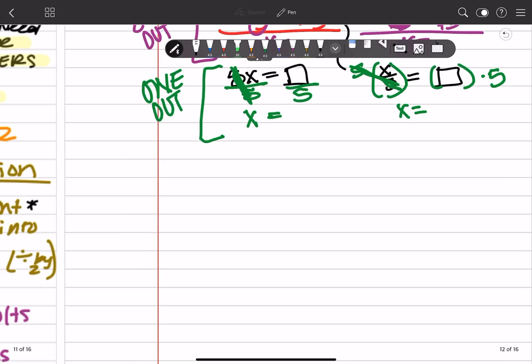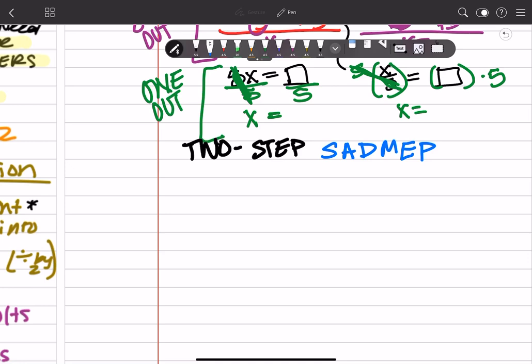Now, when you're doing 2 steps, all you're trying to do is make it go down to a 1 step. And if you remember, we did order of operations yesterday. It goes something like PEMDAS, right? Well, when you're solving, you're still going to use PEMDAS, but you're going to write it backwards. And so now it becomes SADMEP. Let's try it out.